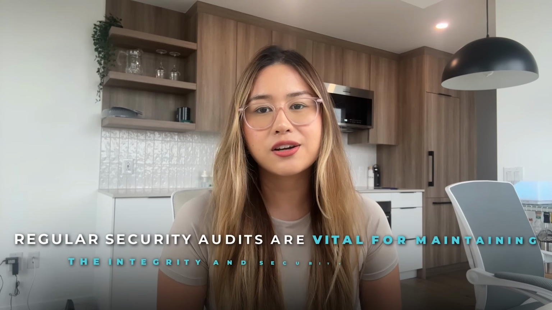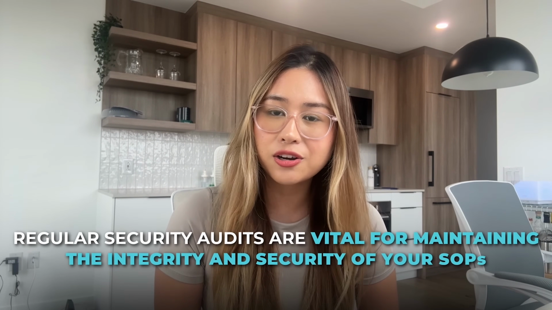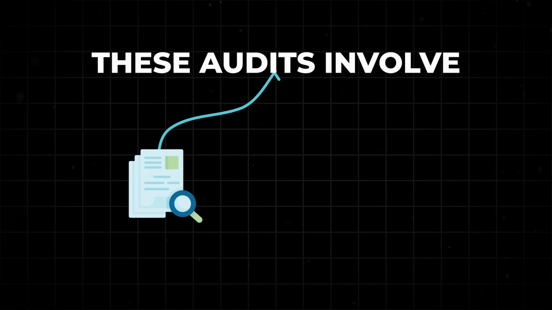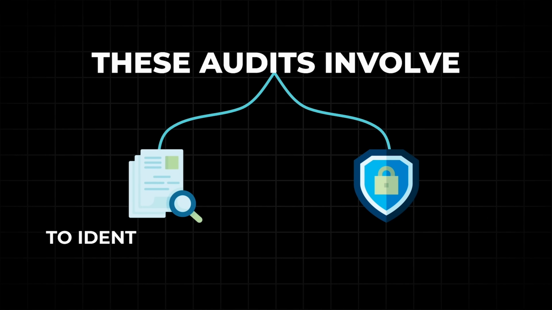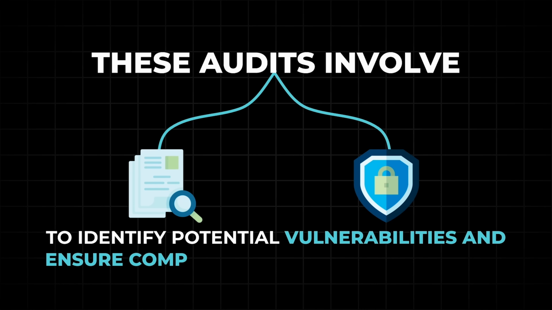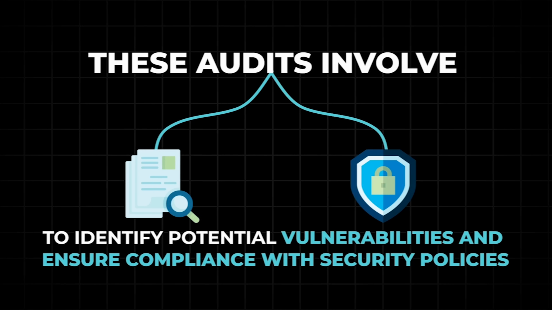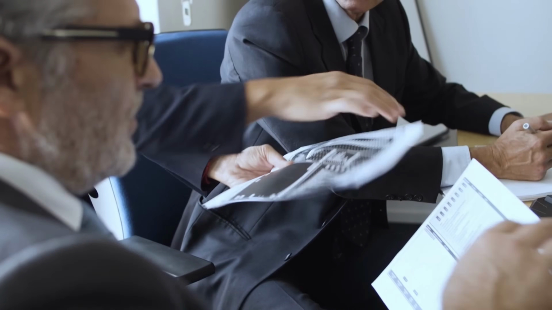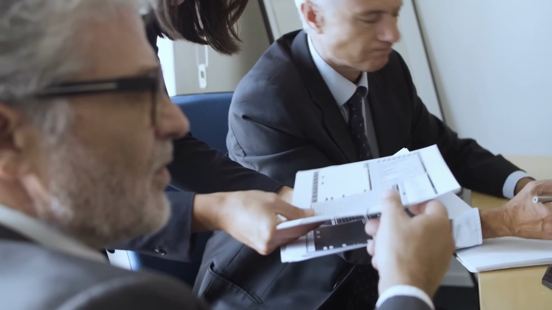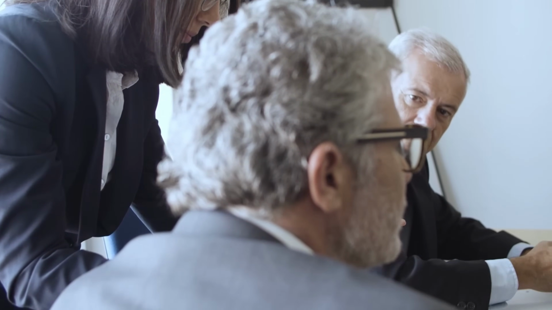Regular security audits are vital for maintaining the integrity and security of your SOPs. These audits involve systematically reviewing and assessing your security measures to identify potential vulnerabilities and ensure compliance with security policies. During an audit, you might review access logs to detect unauthorized access attempts, check the effectiveness of your encryption protocols, and ensure that access controls are properly configured. By conducting these audits regularly, you can proactively address any weaknesses before they can be exploited.